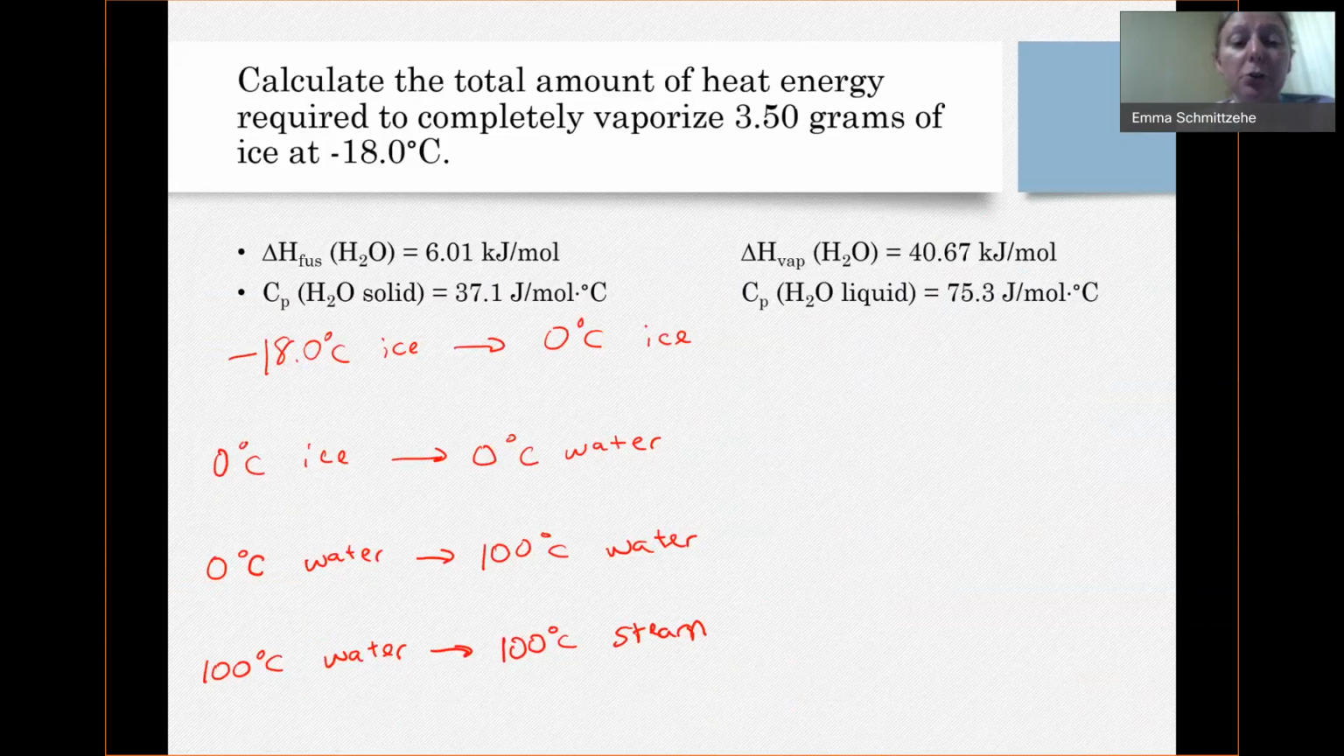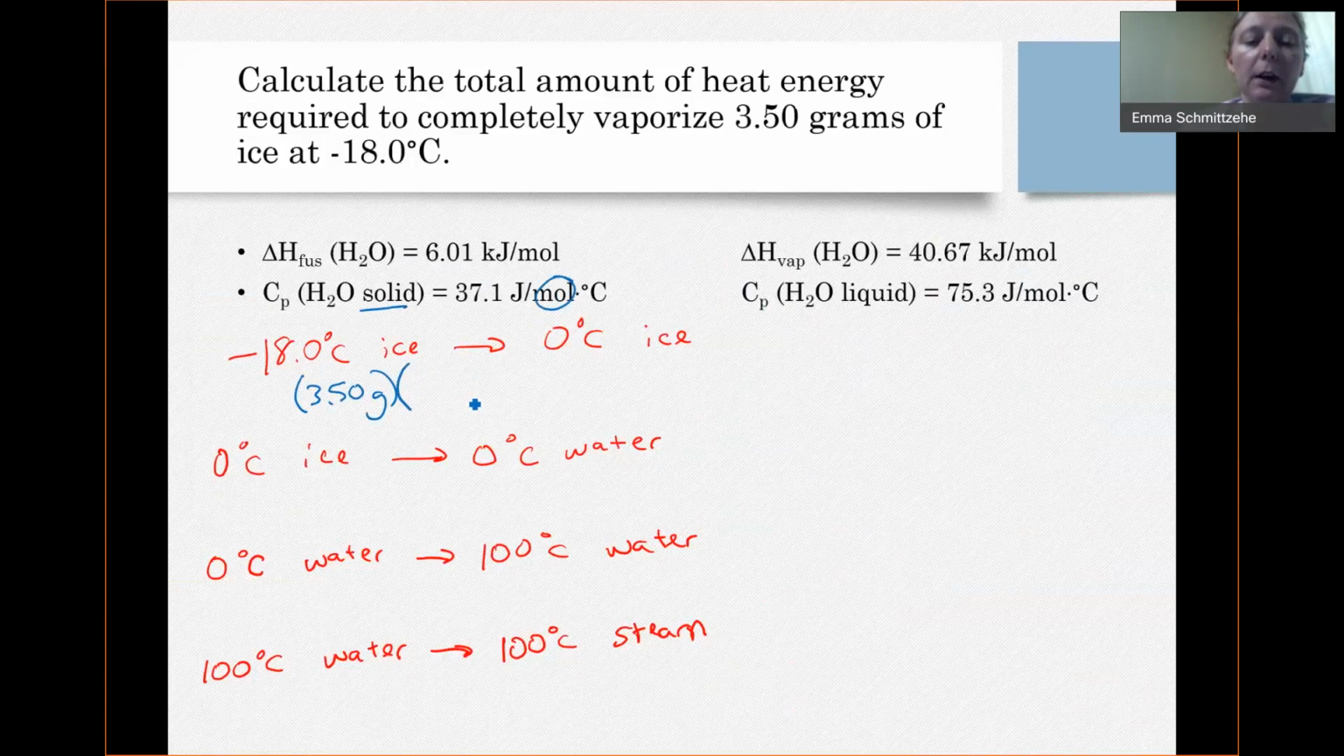So the first one's a temperature change, so I use the heat capacity of that substance. I need the heat capacity of ice, or solid water. I would take the mass of my sample, the 3.50 grams, and multiply it by the heat capacity of the solid, 37.1 joules. Oh, now that I look at the units, it's in moles. So that's a molar heat capacity, so we don't actually want the mass. I need to first convert that to moles. So I'm going to go ahead and squeeze that in there.